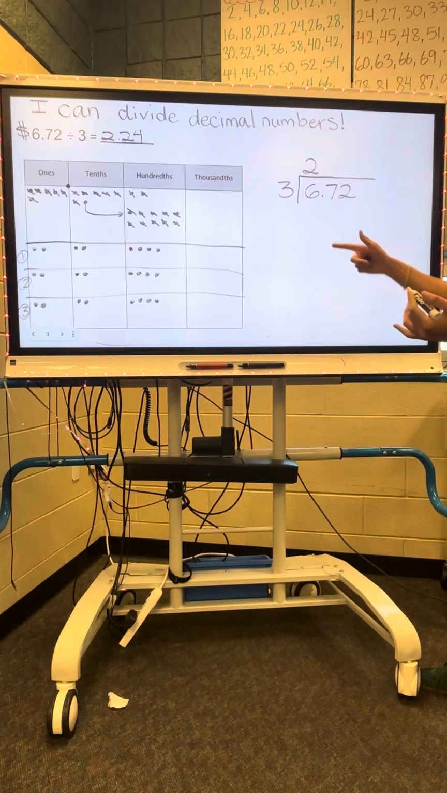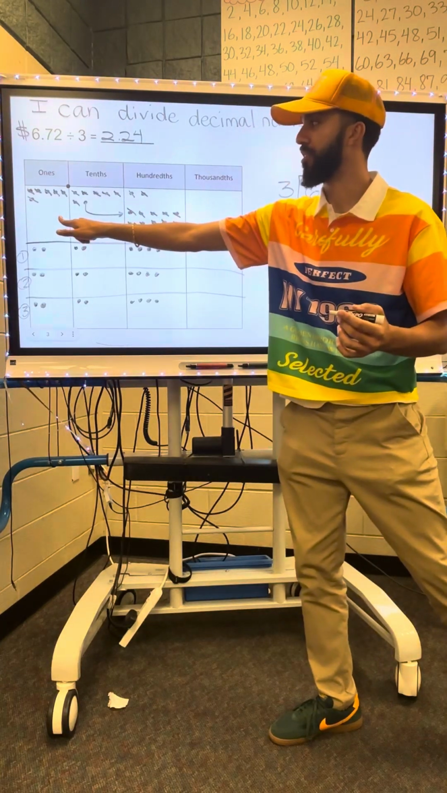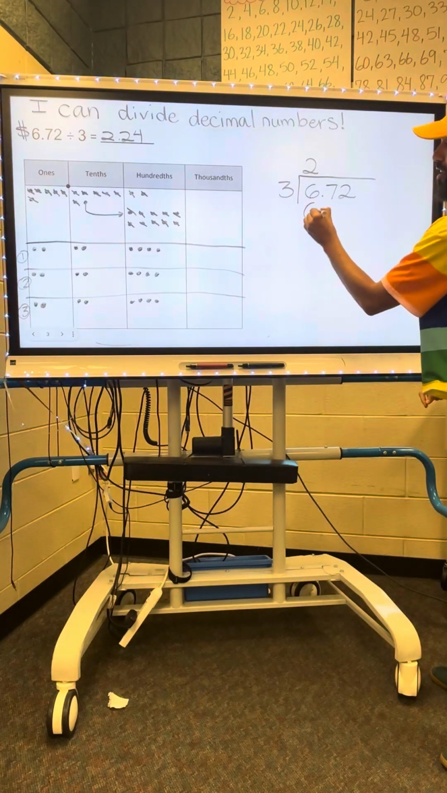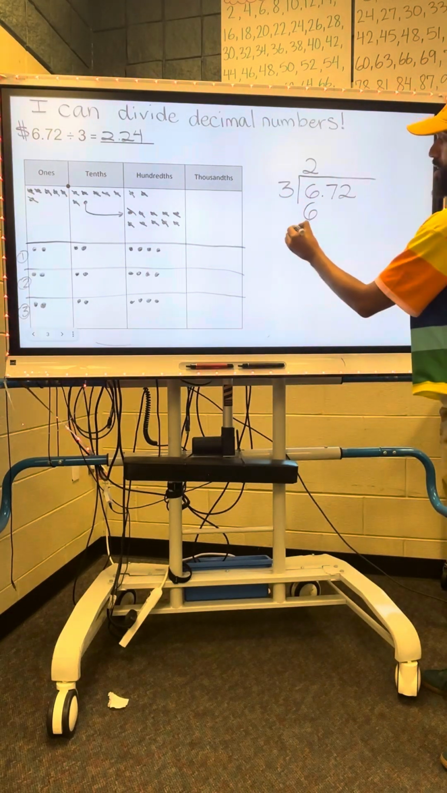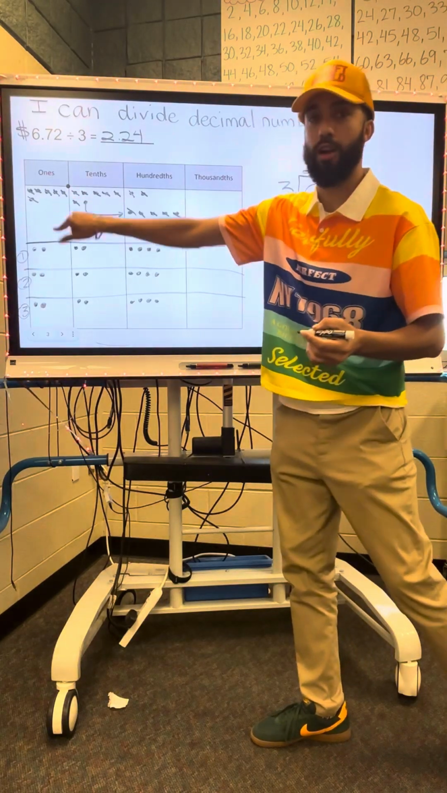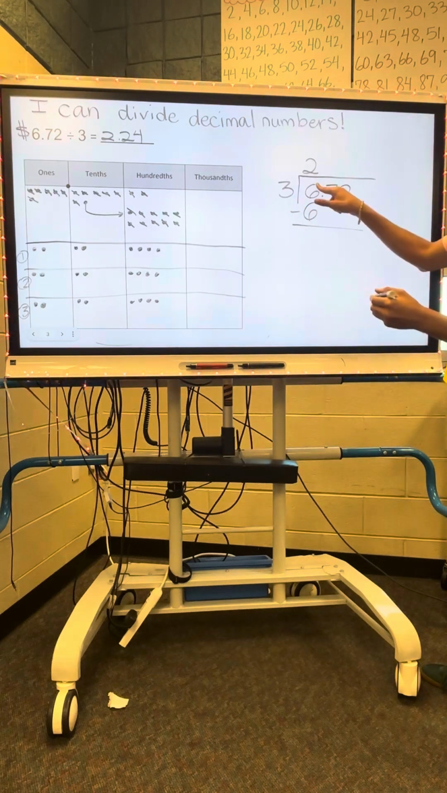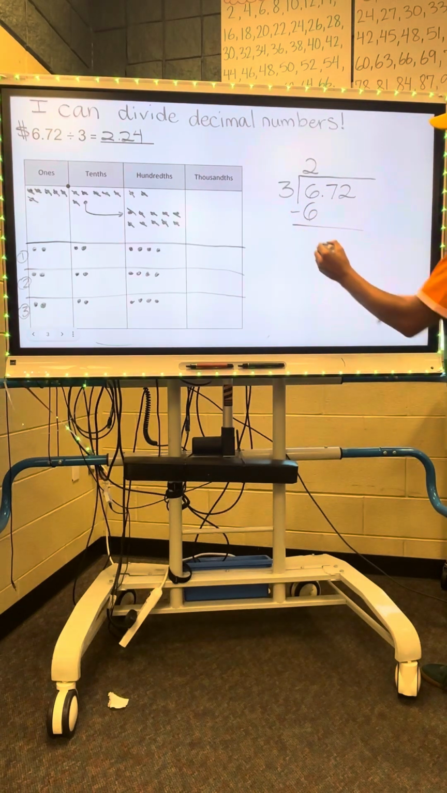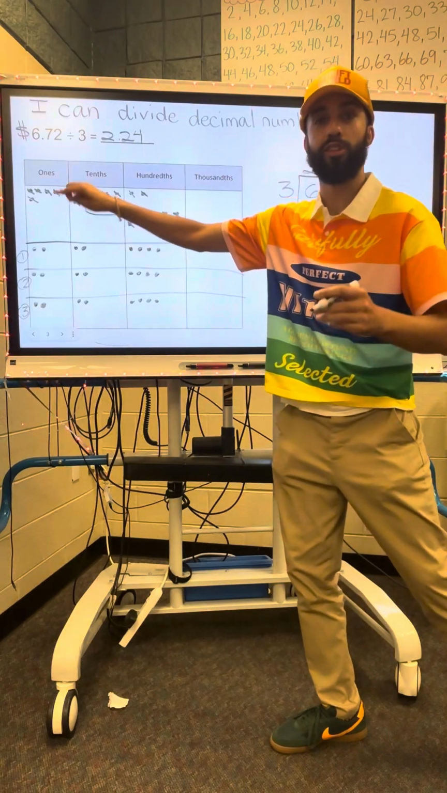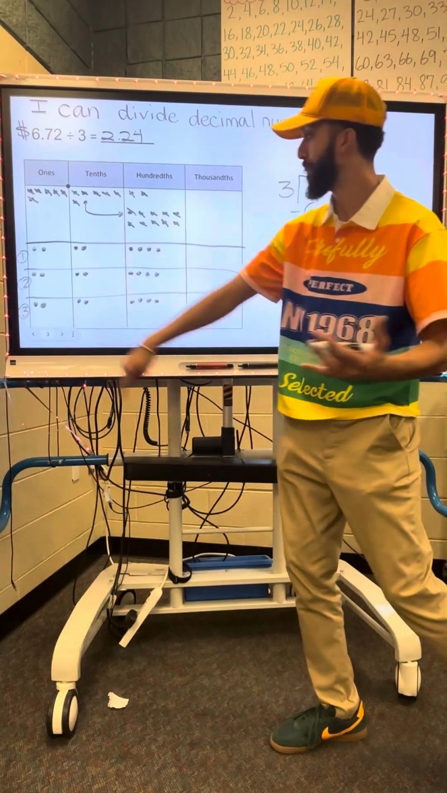And then we ask ourselves next, how many did we share in the ones place? Oh, we shared all 6. And then we ask, how many were left over? And we do that through subtraction. 6 minus 6 is 0. We had 0 ones left over once we shared it all. And we see that represented in our place value chart.